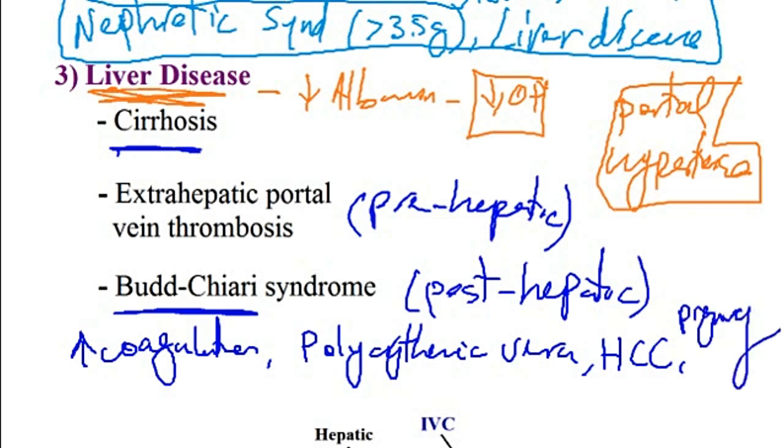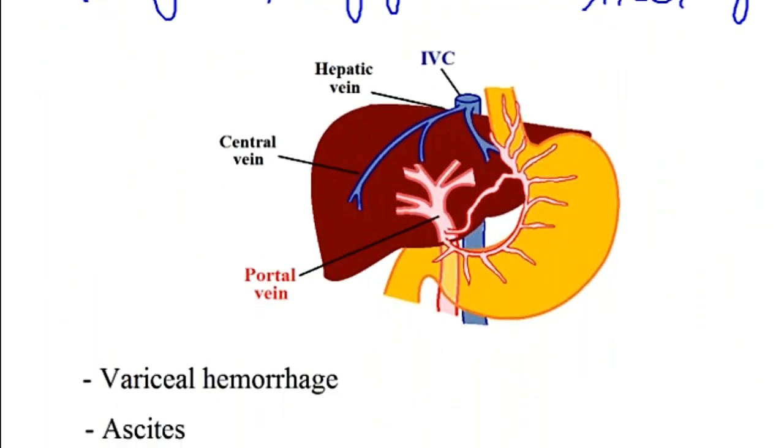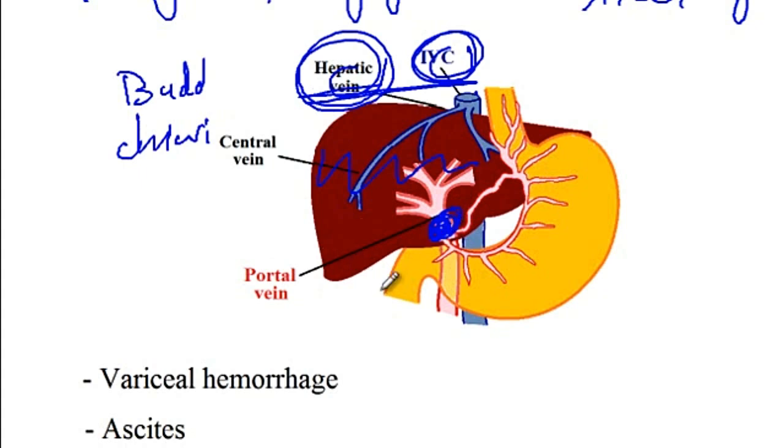So let me discuss different conditions that can lead to the portal hypertension in this image. So conditions that can cause intrahepatic obstruction of the liver, like for instance liver cirrhosis, can lead to the portal hypertension. Post-hepatic obstruction of either the inferior vena cava or hepatic vein, both of which can result from Budd-Chiari syndrome, can also lead to the portal hypertension, and then finally blockage of the portal vein that is right here can lead to the prehepatic obstruction and thus cause portal hypertension again.